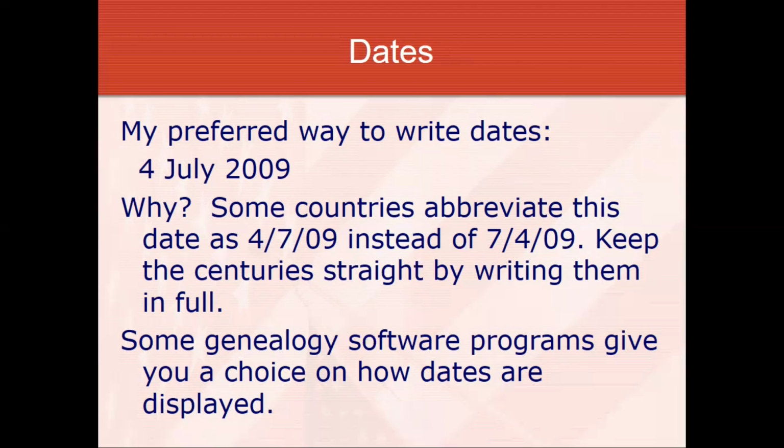Sometimes you have multiple people in your family that have the same first name. In mine, it's the name Thomas, and there might be Thomases in the 18th, 19th, and 20th century. So if you have the full year, then you'll never get confused about it. Some of the genealogy software programs available give you a choice on how dates are displayed, so you can make that decision.